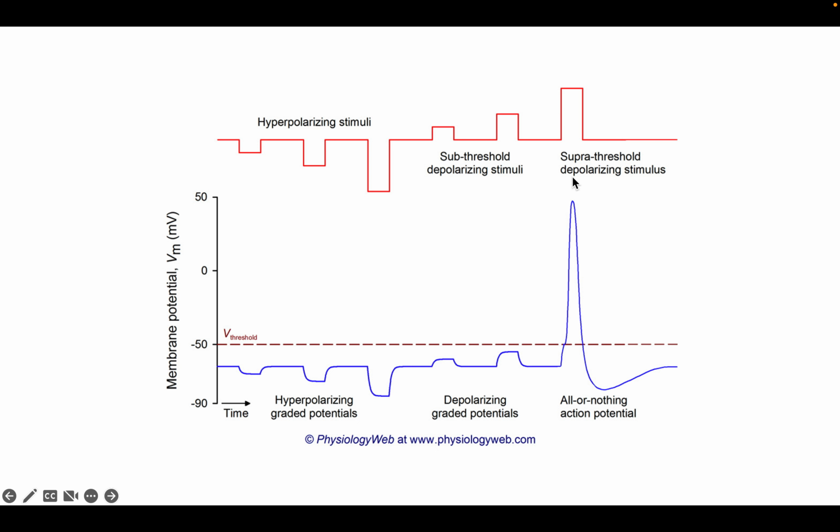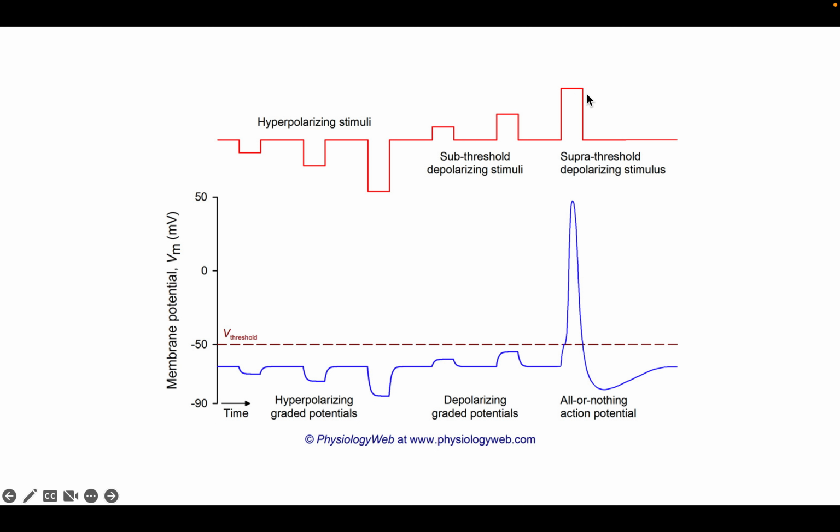Now, you see with our depolarizing stimuli, we have two categories. You have subthreshold and you have suprathreshold. What this is talking about is, does that particular stimulus cause your membrane potential to reach threshold, reach that negative 55 or so? So you can see that the first two are subthreshold. This stimulus here and this stimulus here do not cause the membrane potential to reach our negative 55, right? So these are subthreshold.